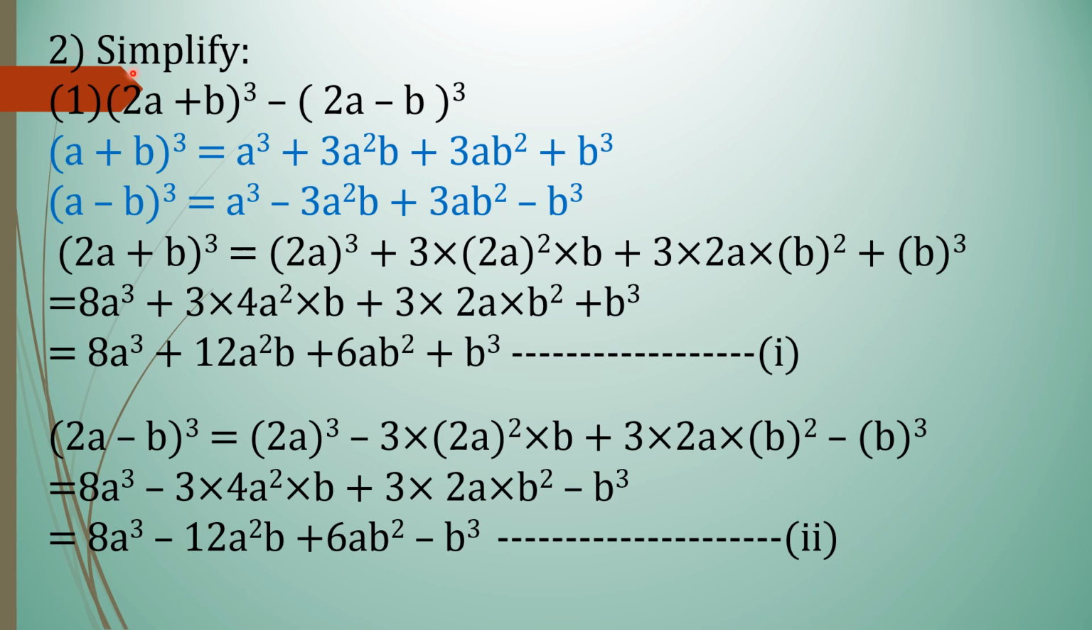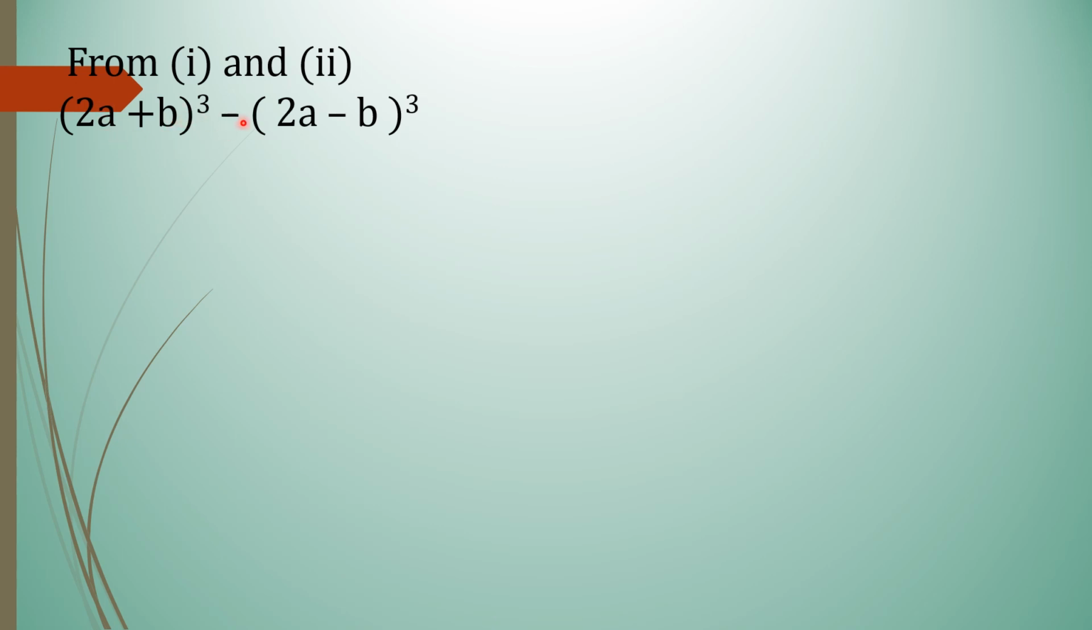But we have to solve both the terms. So now from 1 and 2 I'll merge it. So from 1 and 2, our given question is 2a plus b the whole cube minus 2a minus b the whole cube.